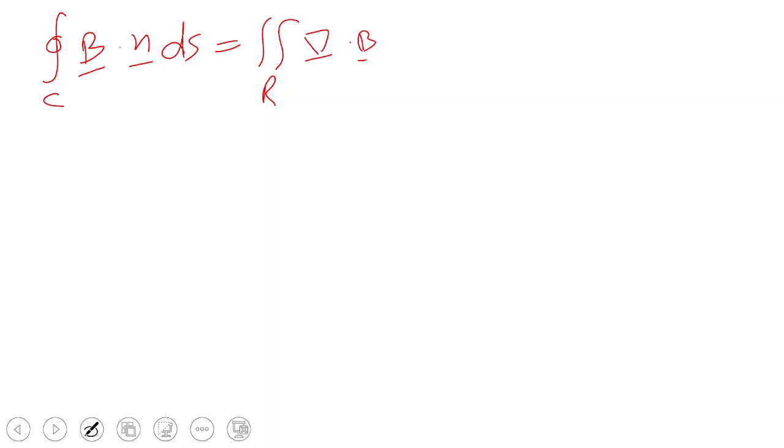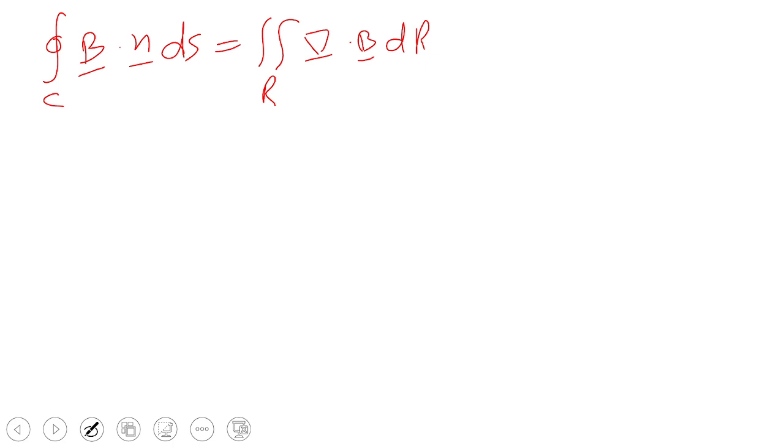So, I am writing it again, Green theorem in vectorial form. This is the integral of B dot n ds equal to the double integral over the region of divergence of B dr. This is the Green theorem.